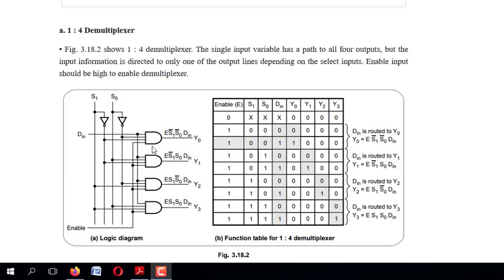Similarly, your D in has to be given to all the AND gates. Finally, if I need to route out this D in towards the output of Y3, my selection lines should be 1 1. That's where S1 is also 1 and S0 is also 1. So at a time, you can only get D in through any one of these 4. These 4 will not give output simultaneously, but the output can be visualized in any one of these 4 gates. That will be decided with respect to your selection lines.